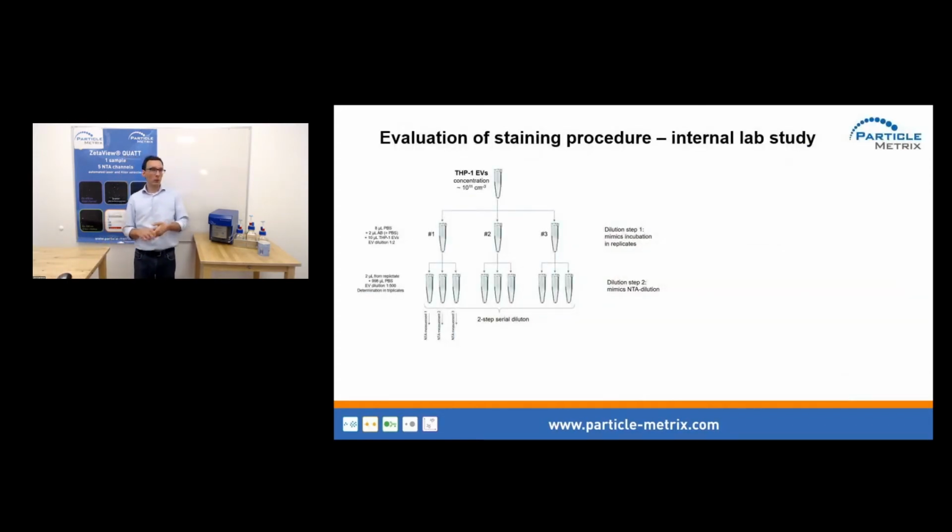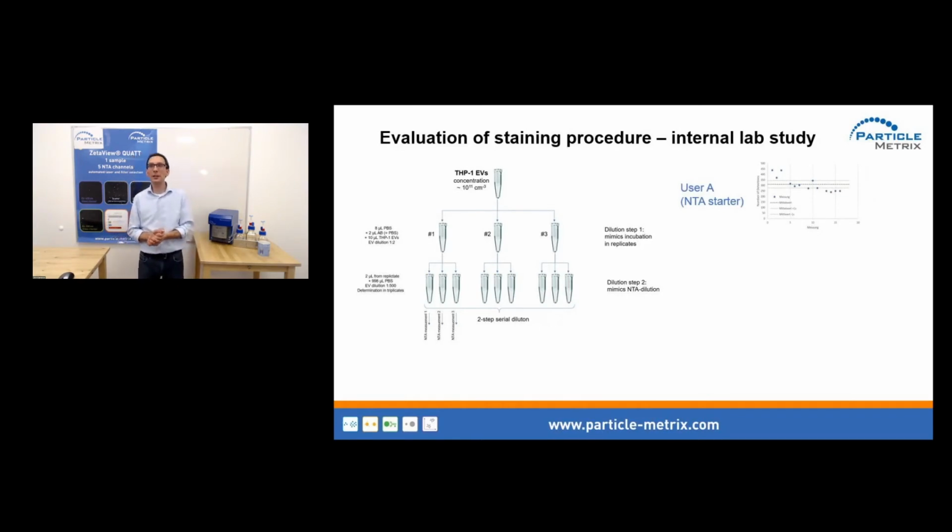The next chapter, I would like to share some information about evaluation of the staining procedure. So meaning, what is actually the error, and about design of experiments. So we did an internal lab study, and this is a typical situation that you get when you have a new student in your lab.